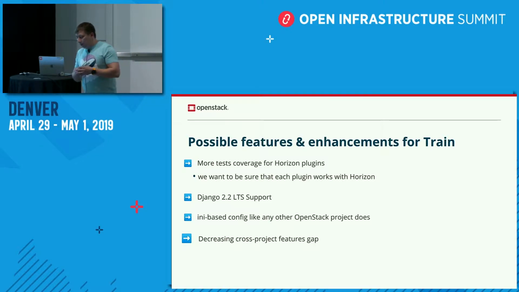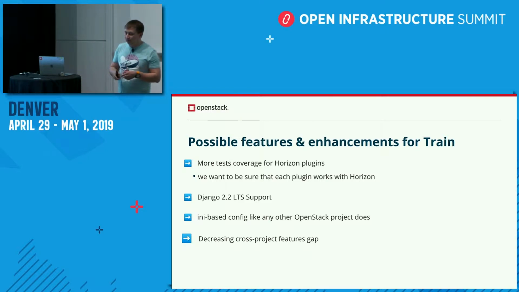We are finally working on INI-based configuration for Horizon. So it will be like any other OpenStack project does, using Oslo config, and so on. I think it will be an awesome improvement for any DevOps engineer and cloud operator who doesn't know Python well and Django configuration files, but would like to change the Horizon config as needed.